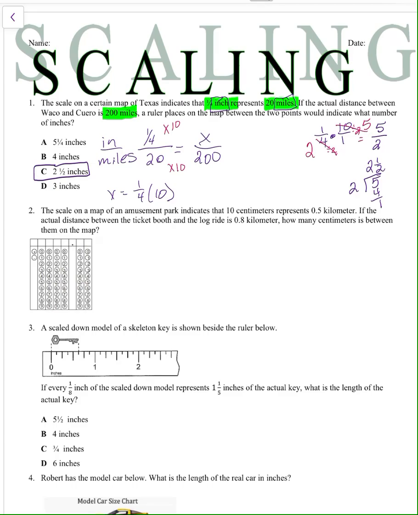So all you do in a word problem is you find out what you're comparing, you write it down, you fill in the numbers, and then solve your proportion.